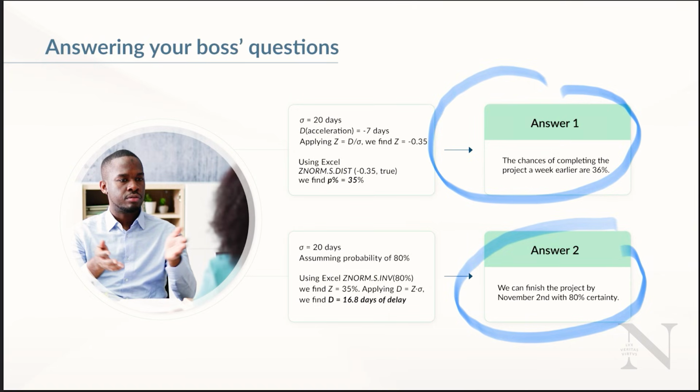Of course, 80% is only an assumption. Your boss might expect 90% or even 95%. But regardless of the chosen confidence level, the calculation process is exactly the same. That's the real power of statistics in project management. It turns ambiguous qualitative assertions into clear and justifiable answers.